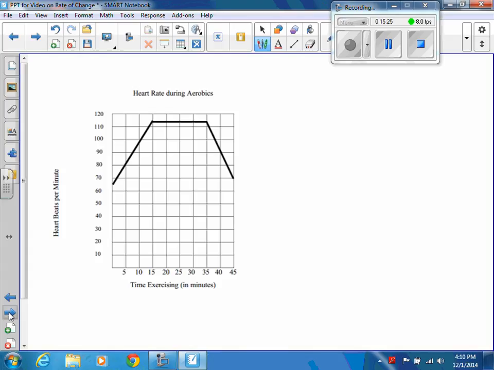Okay, here's one for you to do. This is talking about heart rate during aerobics class. So I want you to tell me the rate of change, excuse me, from 5 minutes to 10 minutes. So go ahead and work that out and put your answer on Edmodo. Or Educanon, sorry.